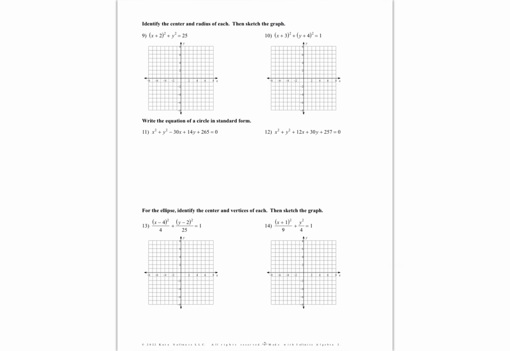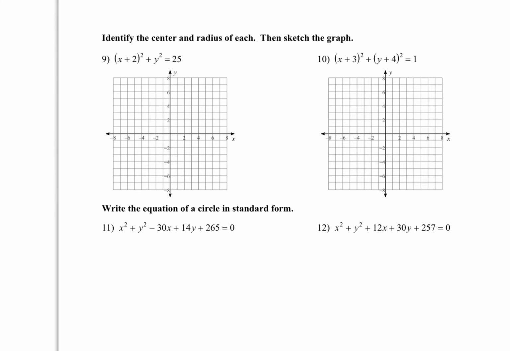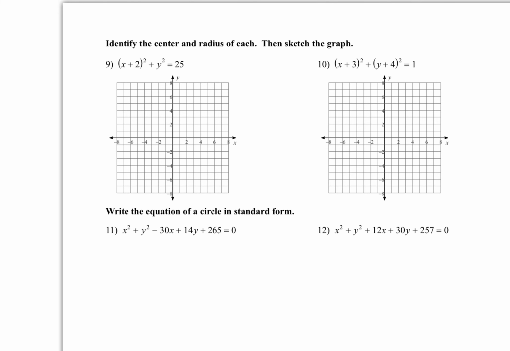Next page then. Identify the center and the radius and sketch. These are pretty easy. If I look at number 9, x plus 2 squared plus y squared equals 25. Our center is the opposite of what you see in the parentheses, so negative 2. And if there's nothing, then it's just 0. And then our r squared is equal to 25, so the square root of that is plus or minus 5.